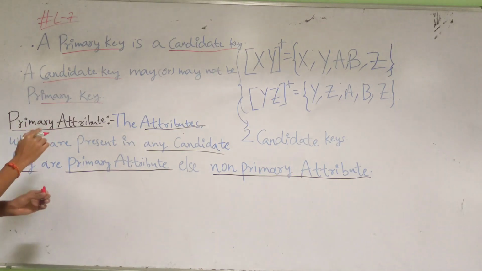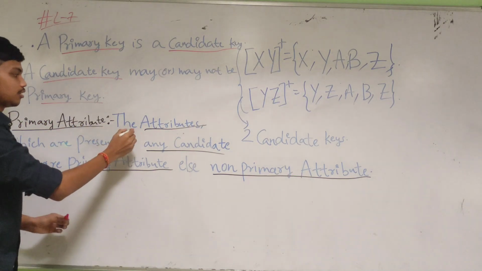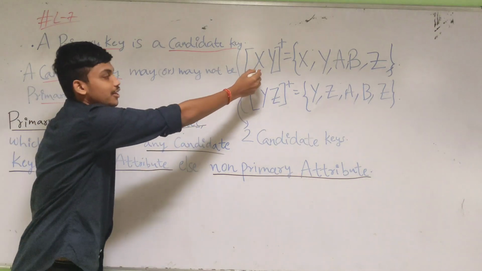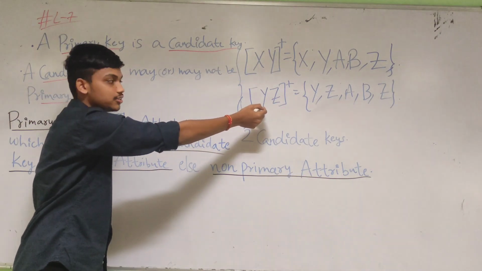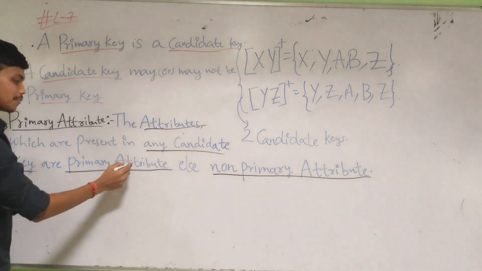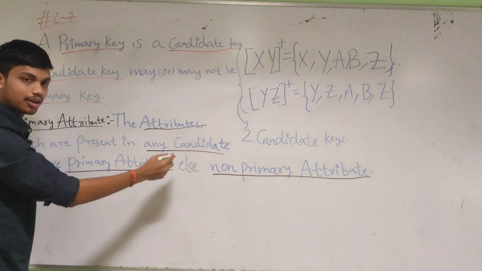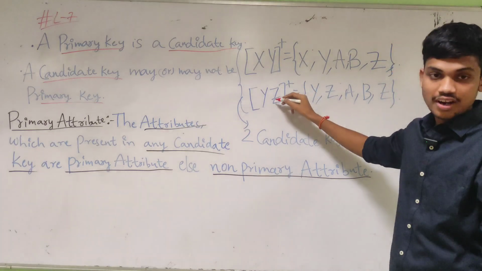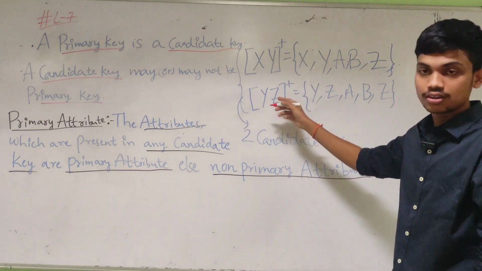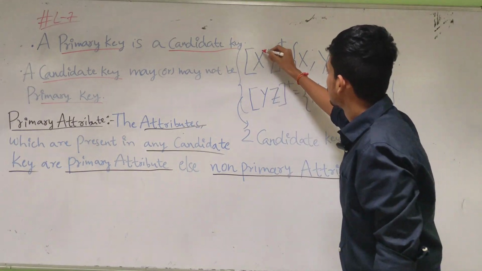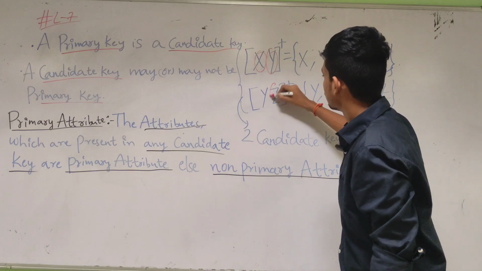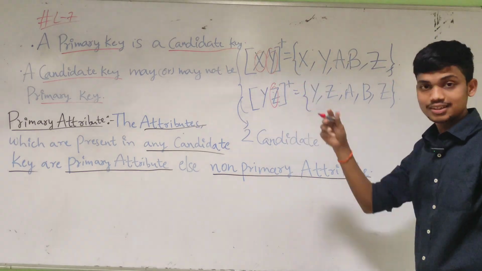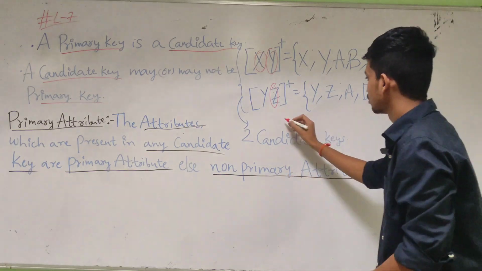Now we are going to discuss primary attributes. The attributes which are present in any candidate key are called primary attributes, else non-primary attributes. We are going to explain this with this example. Now XY and YZ are the candidate keys. So what are the primary attributes? X, Y, Z. These three attributes are there in these two candidate keys. So these are called the primary attributes.